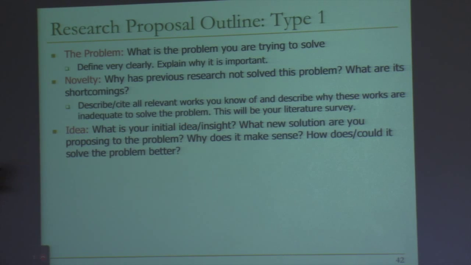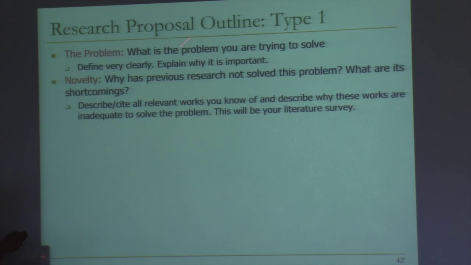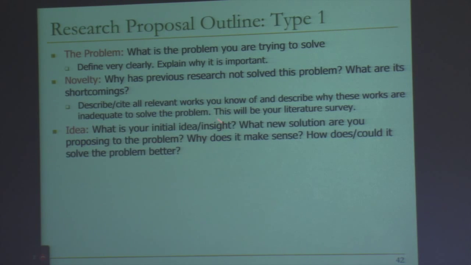And in the proposal, of course, you won't have a literature survey. This will be a shorter document. So idea: what is your initial idea or insight if you're doing type one? What new solution are you proposing? Why does it make sense? How does it or could it solve the problem better?